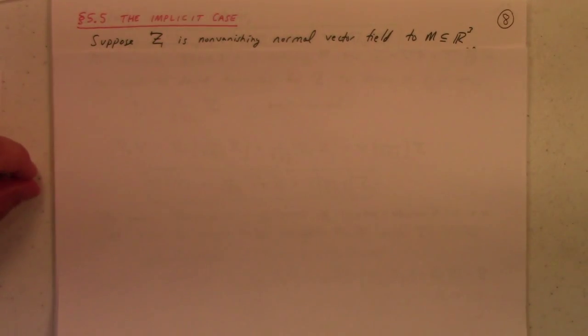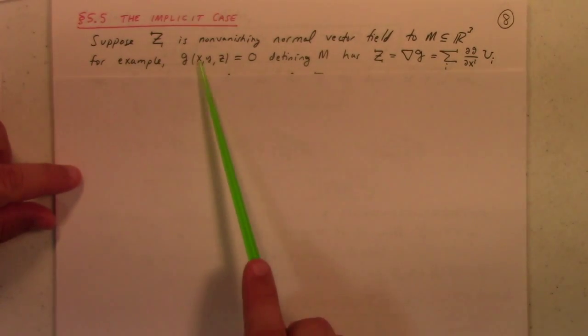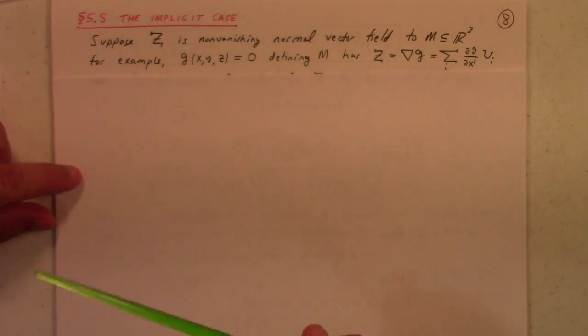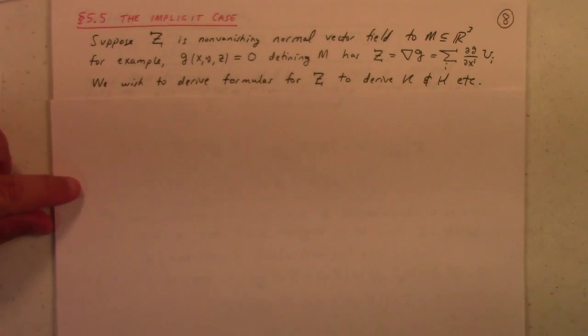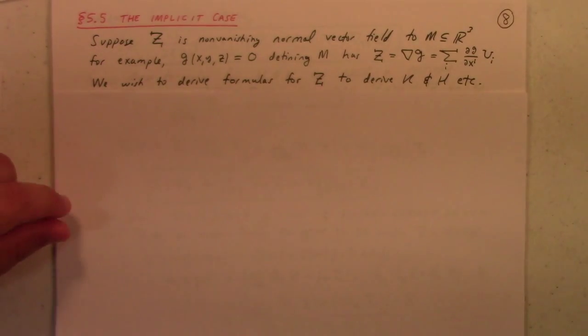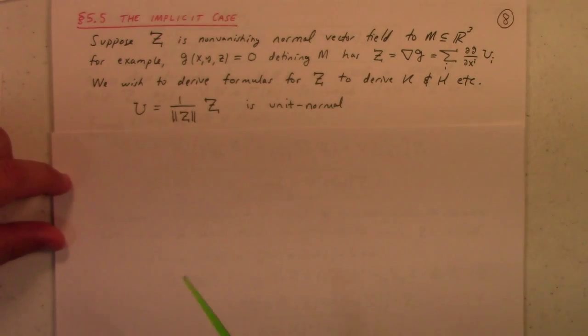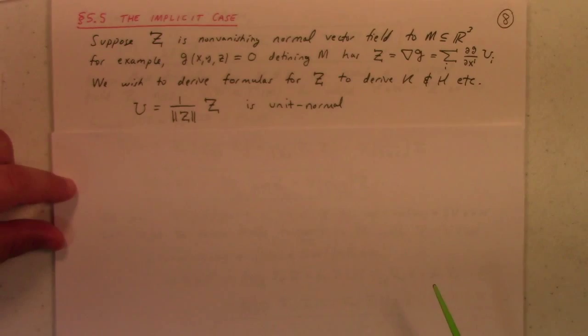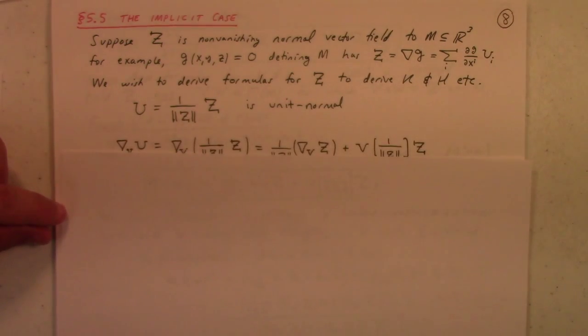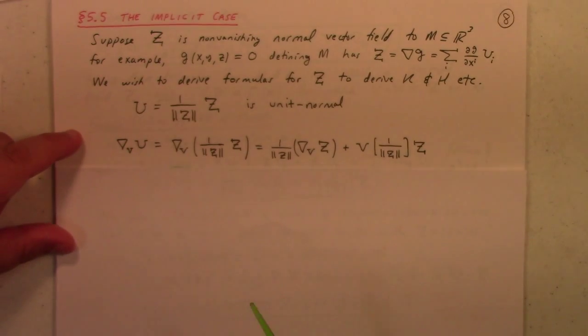So you have a non-vanishing normal vector field. For example, like a gradient is a good example, right? Take the gradient, that would be a normal vector field to a surface defined by, like a level surface, g equal to 0. And then, so we want to derive formulas for the shape operator and the curvature, Gaussian curvature, mean curvature ultimately, based on this Z. So first of all, it's like, okay, so the unit normal, you can normalize Z to get the unit normal, we know that. Because we're trying to derive, we already know how to do things with the unit normal, so we got to go back to that and our definitions and connect it to this newfangled Z thing.